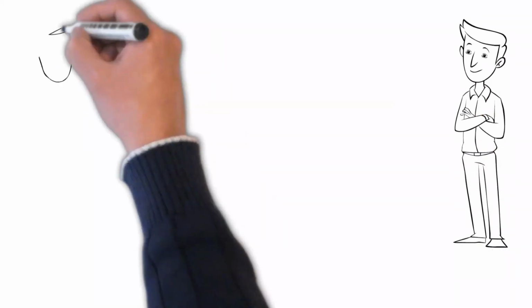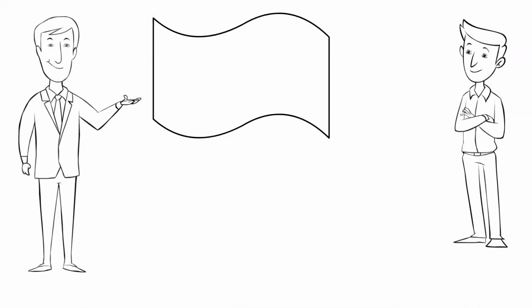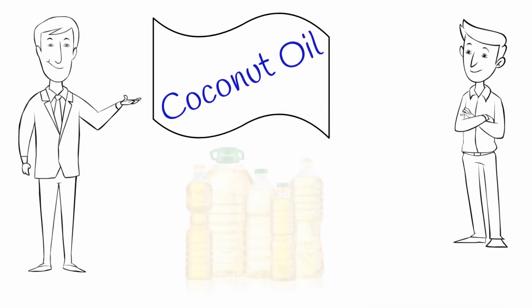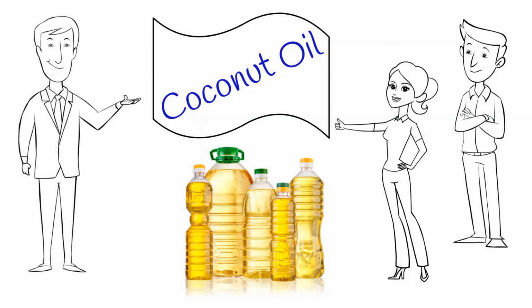Alright, now we are done with the transformer oil, and next we are moving on to a very familiar oil sample. It is coconut oil. So without any further delay, let's try to find out its breakdown strength.